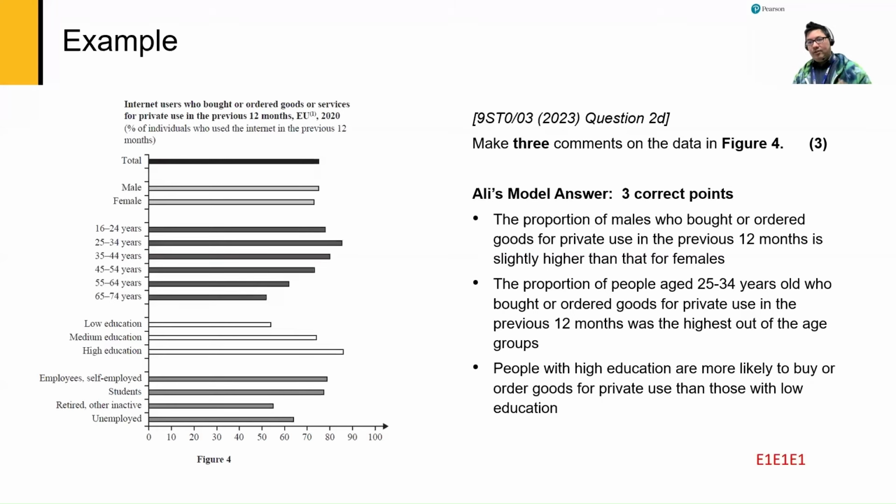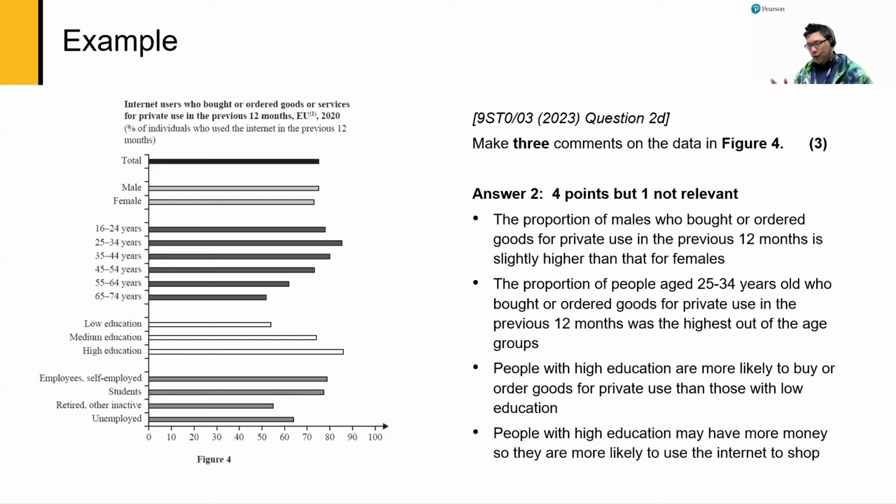Now, here is an alternative answer. Somebody else could write down the same thing, but add in a 4th point. And there's my 4th point. People with high education may have more money, and therefore they're more likely to use the internet to shop. Now, that might still be true. It's got nothing to do with the graph at all. That is an inference that the candidate has actually made. But it isn't necessarily incorrect. And because it's not relevant, but it still might be correct, they would not get penalised for that. They would still get full marks, E1, E1, E1.